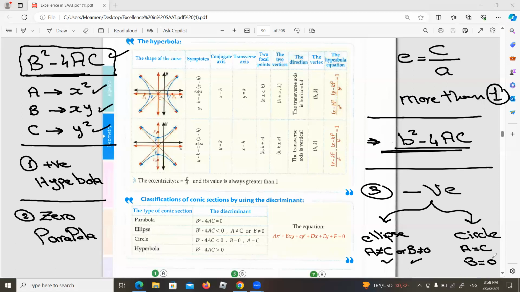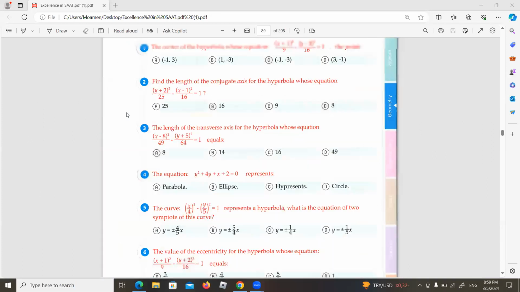So he will give you a second degree equation, and he asks you about the type of the conic section. If you have a problem like this, you just get the coefficient of x squared, the coefficient of y squared, and the coefficient of xy, and get the value of the discriminant, and we can classify the kind according to this value. We go to the problems, and after we get to the problems, everything will be clear.